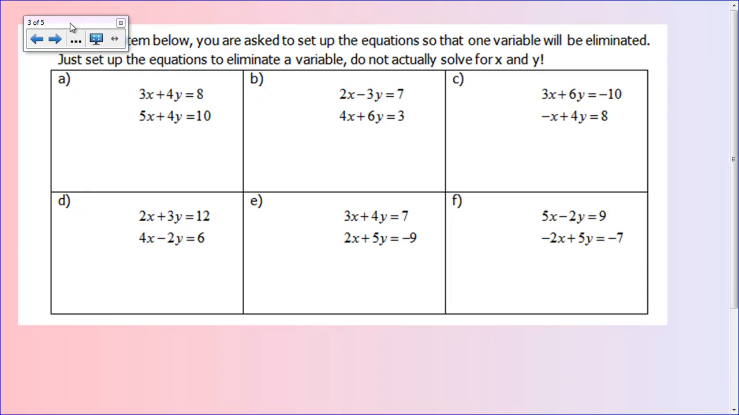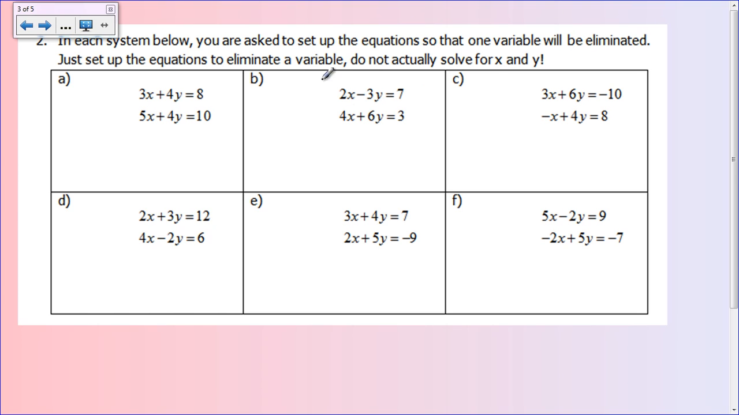So look at your example here for number 2. All we're going to do for number 2 is just set up the system so that one variable will be eliminated. We're not actually going to solve them, we're just going to set them up. So we're going to take this a step at a time. And I'm going to warn you right now, I'm probably going to skip a question or two. We might not do every single one of these, but I do want you to see how this is going to work. So let's start with B here.